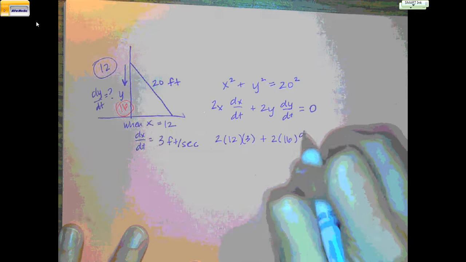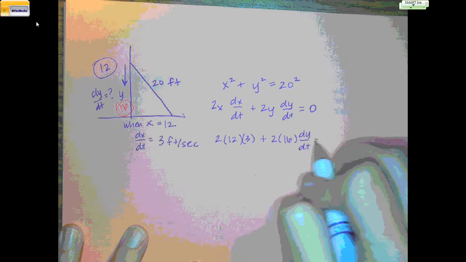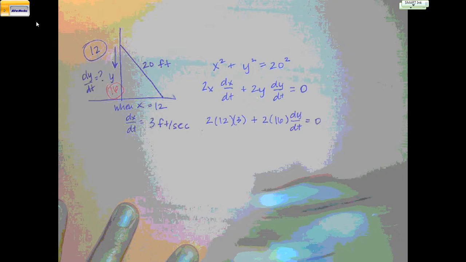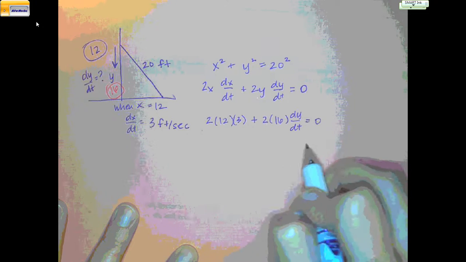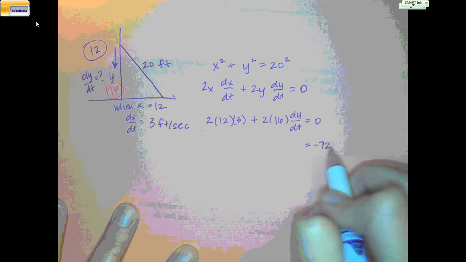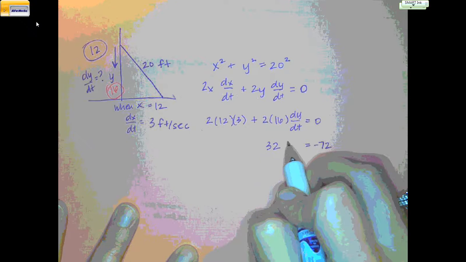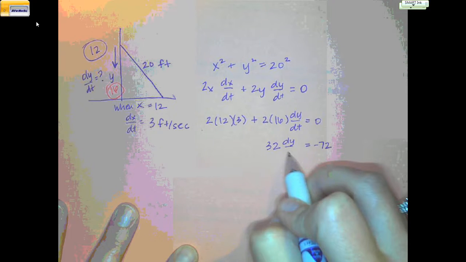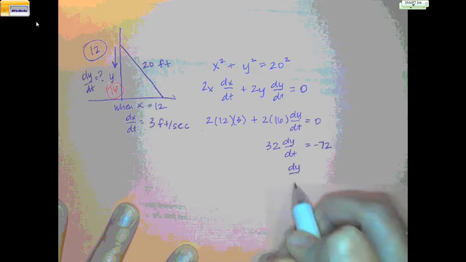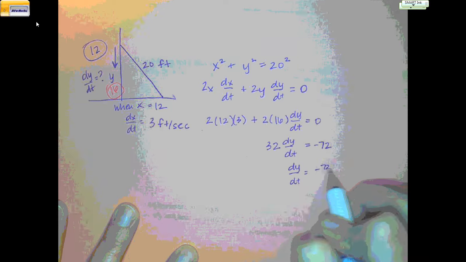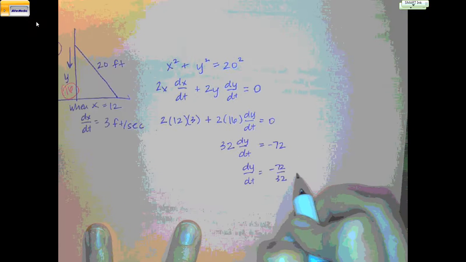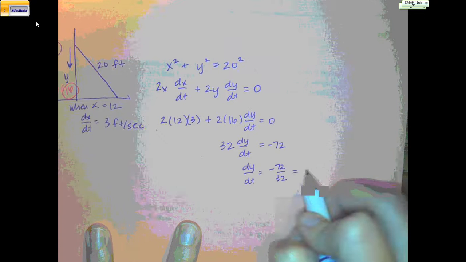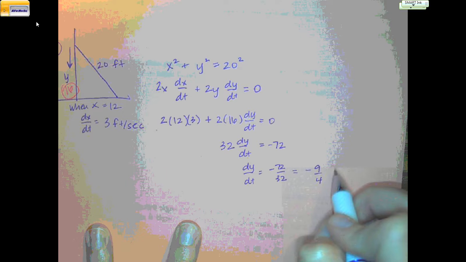And we don't know dy over dt, so we treat it like a variable. And now we go back to 8th grade and we just solve. So 12 times 2 times 3 is 72. I'm going to go ahead and subtract that from both sides. Hope that doesn't freak you out. 2 times 16 is 32. Divide both sides by 32, and we can reduce into negative 9/4. And what's the label?